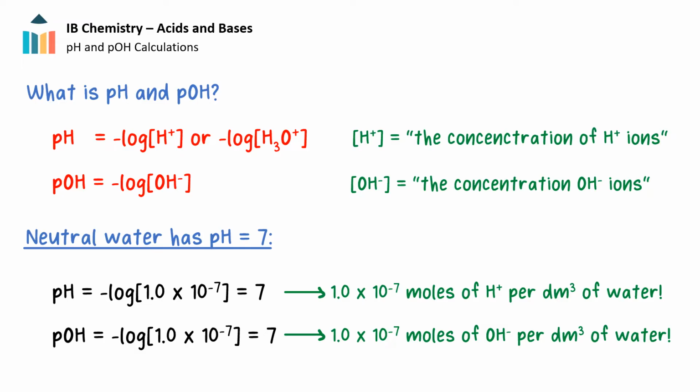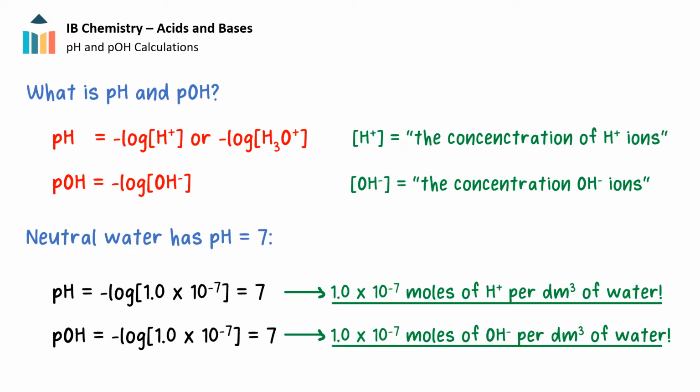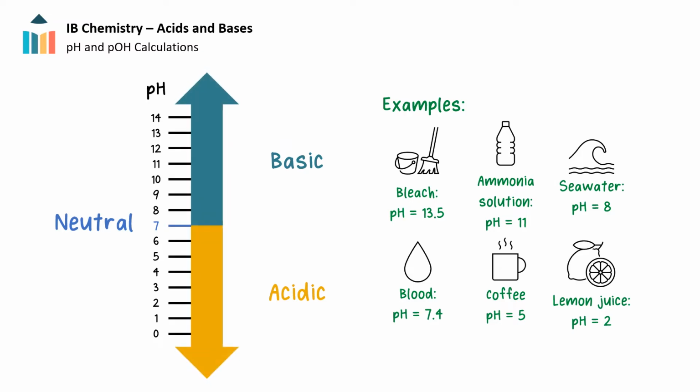Before taking a chemistry class, many people also understand that water is considered neutral with a pH equal to 7. Using the definitions of pH and pOH and the concentration of the hydronium and hydroxide ions in water, we can see that a pH of 7 represents this many moles of hydronium and this many moles of hydroxide ions in water. The pH scale gives us a useful way to describe the acidity or basicity of substances and is based upon the hydrogen ion concentration and the hydroxide ion concentration.